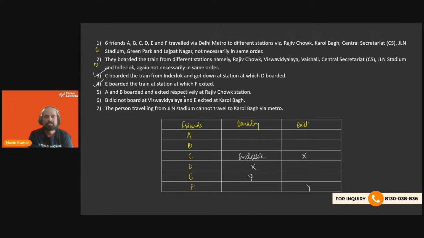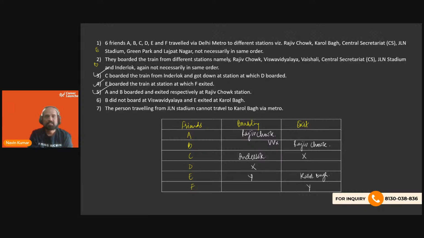A and B boarded and exited respectively at Rajiv Chowk station. So A boarded at Rajiv Chowk and B exited at Rajiv Chowk. B did not board at Vishwavidyalaya and E exited at Karol Bagh. So this is going to be Karol Bagh. And it is given that B did not board at Vishwavidyalaya. So VV did not board there.